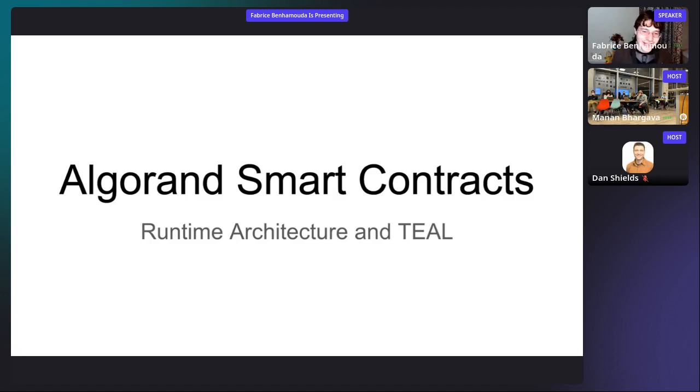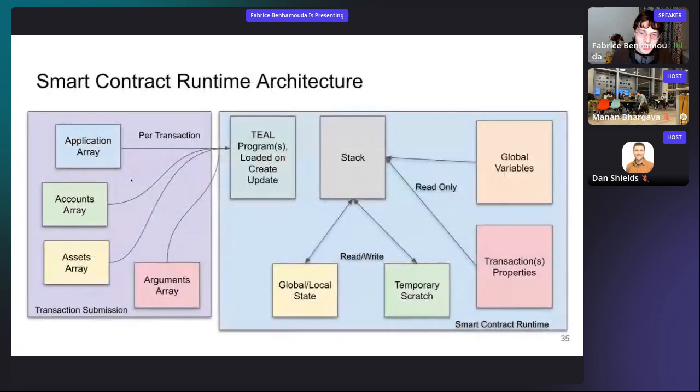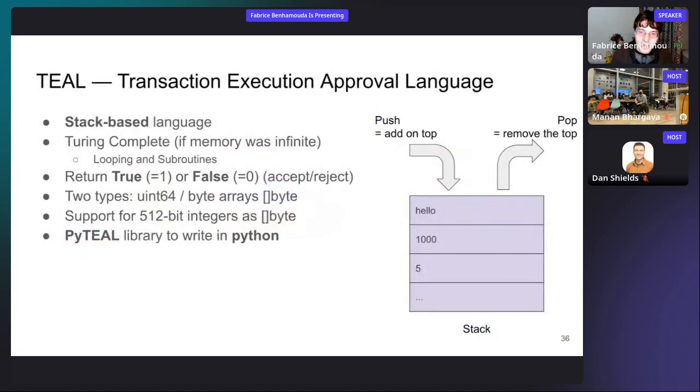Okay. So thanks, Dan. I will go very quickly here. It's much more deep down about what's happening. Essentially, I think it's a bit too detailed.